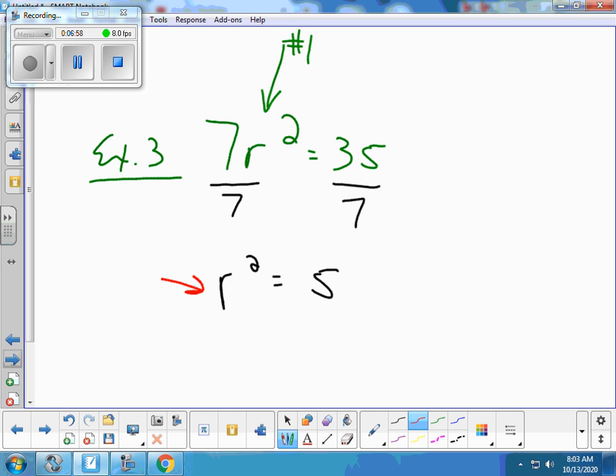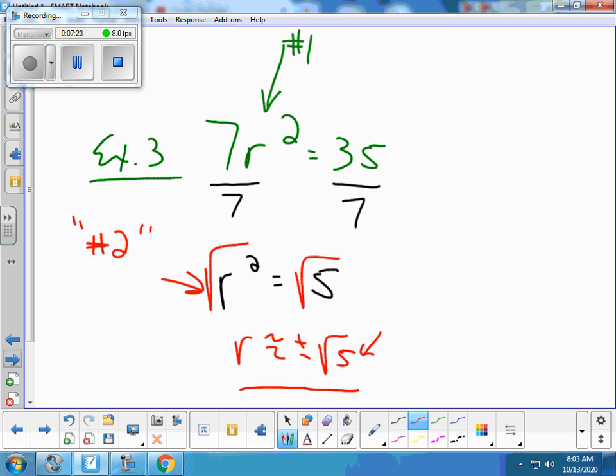Then step number 2, in your mind you're saying, okay, now we did step 1. Step 2 is what? That's what you need to be telling yourself. Okay, so you take the square root of both sides, and you get r is approximately or about, positive and negative the square root of 5. And you can just leave it under the radical sign. This is called the radicand, and that's the radical. You can just leave it like that. Okay? All right, so I have a few problems for you to do.